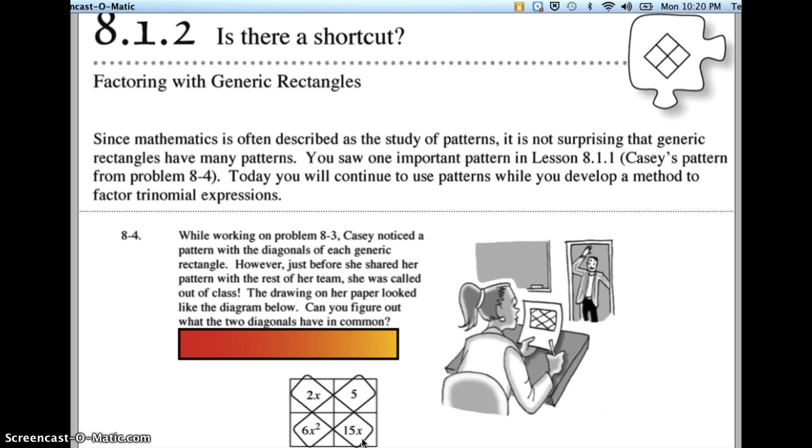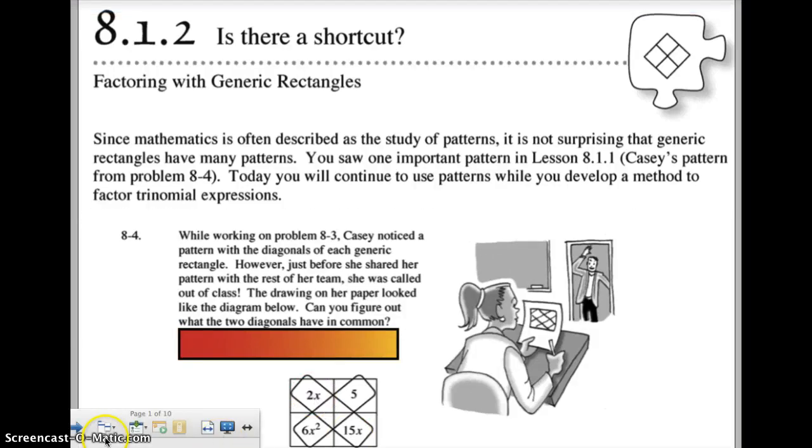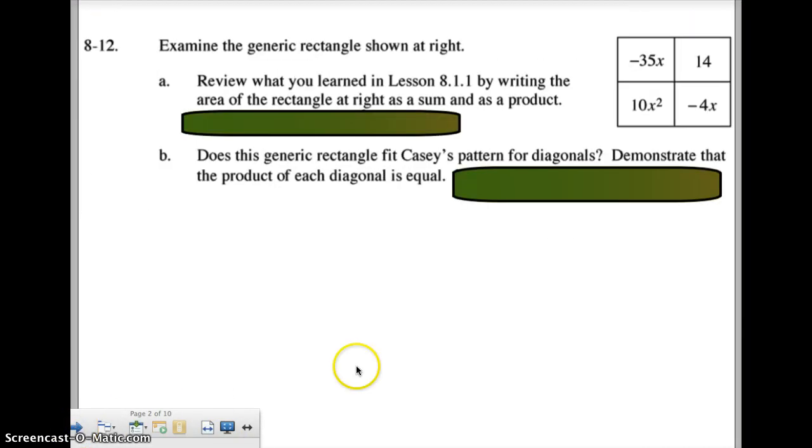So what's common about those is the cross products, or the diagonals. If you multiply them out, they have the same product. And that's going to be important as we learn to factor quadratics with generic rectangles today. So let's go on to the next section.